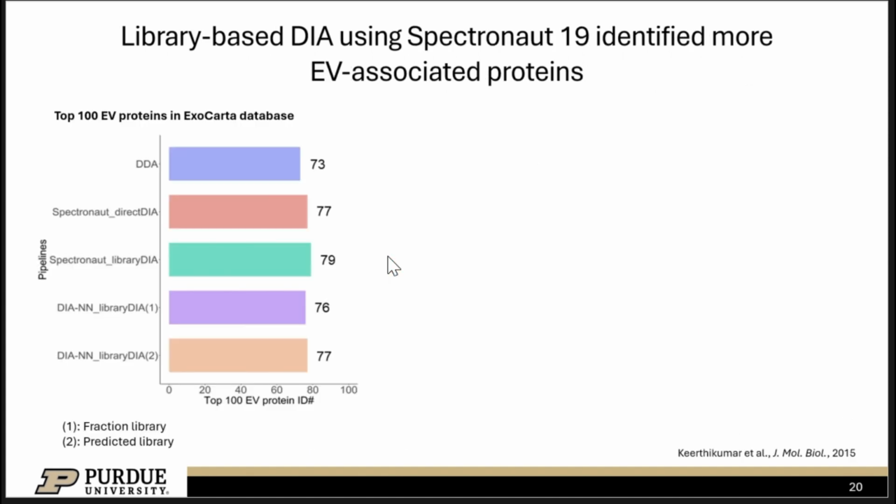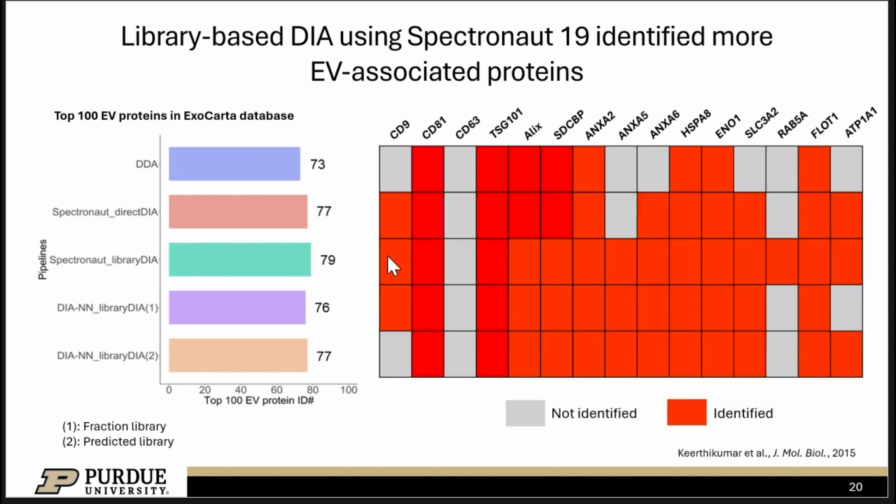Later we further evaluate the specificity of the method toward the EV proteins. So we took the top 100 EV proteins from the existing EV database, ExoCarta. These are the EV proteins that are commonly identified across different studies. We choose these top 100 EV proteins and see how many of them are identified in different pipelines. We can see that the library-based DIA using Spectronaut identified the highest number of the top 100 EV proteins.